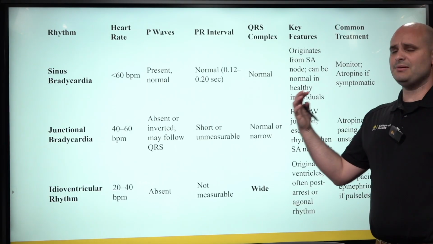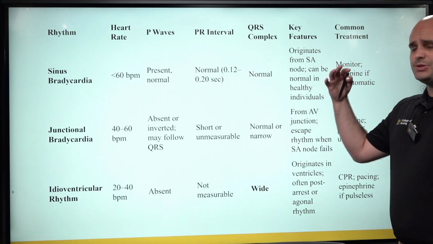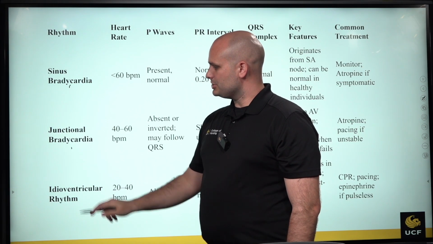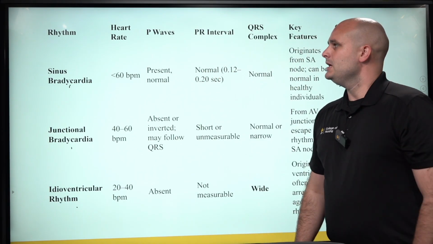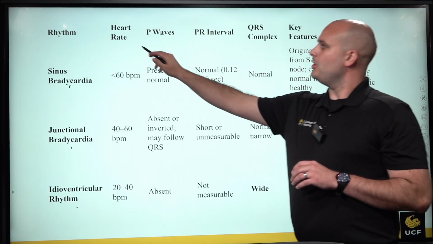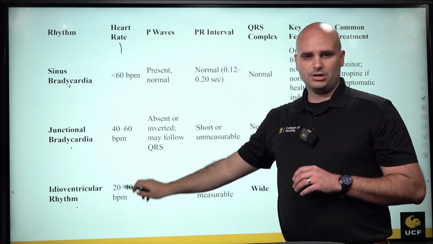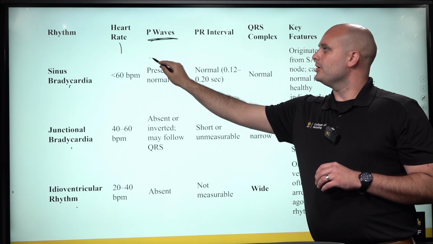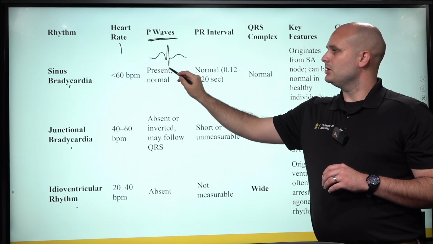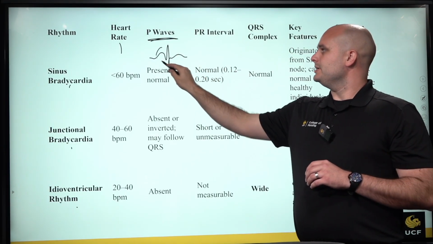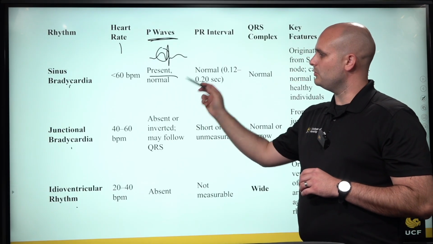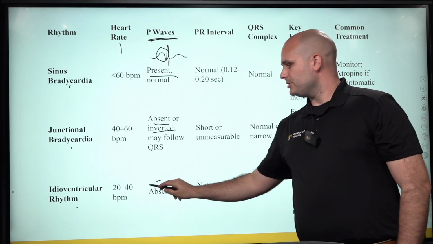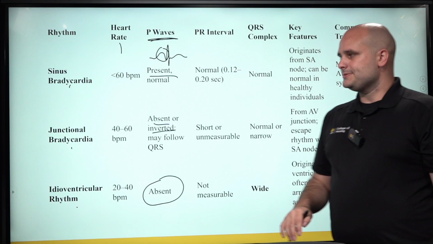Some of the rhythms we're going to learn today, and I will have pictures of all these for you on the following slides: sinus bradycardia, junctional bradycardia, and idioventricular rhythm. What distinguishes these? Well, all of their heart rates, if you look down the chart here, are less than 60. The P waves is where we really start getting interesting. Remember, our P wave is what originates the cardiac cycle, right? Our P wave at the beginning for a sinus will be normal. For a junctional, it may be absent or upside down, inverted. And for idioventricular, because it's coming from the bottom of the heart, that'll be absent.